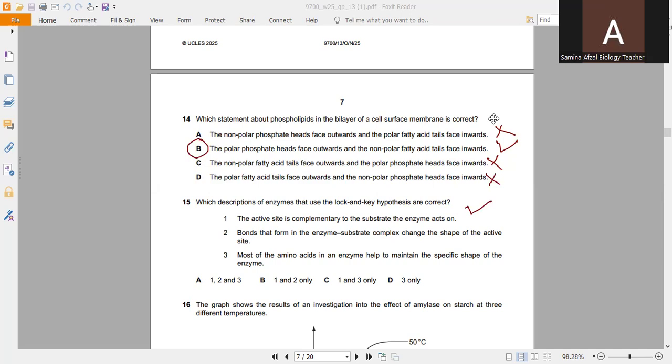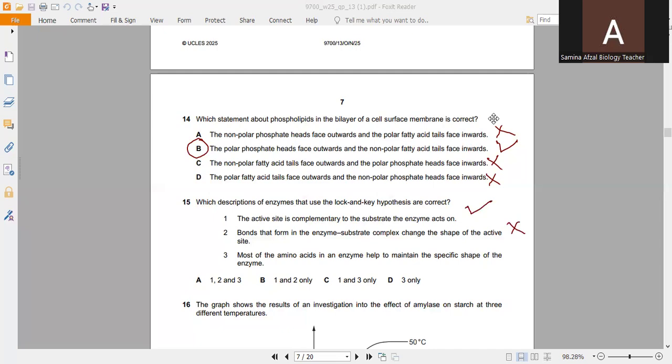Then, bonds that form in the enzyme-substrate complex change the shape of the active site. It cannot happen. This is a very incorrect statement. A change in the shape of the active site upon substrate binding describes the induced fit hypothesis, not the rigid lock and key model. So it does not happen in the lock and key hypothesis.